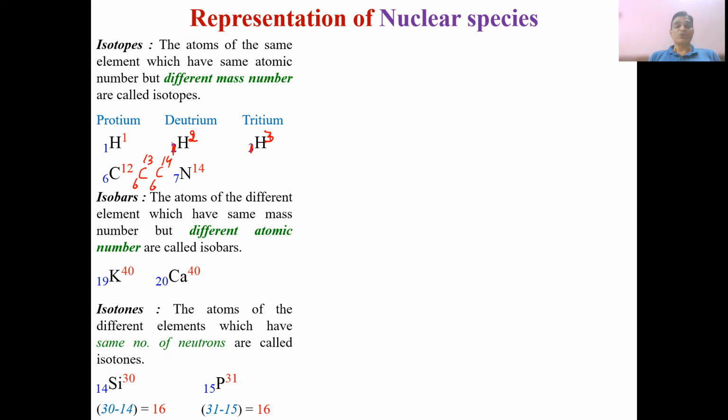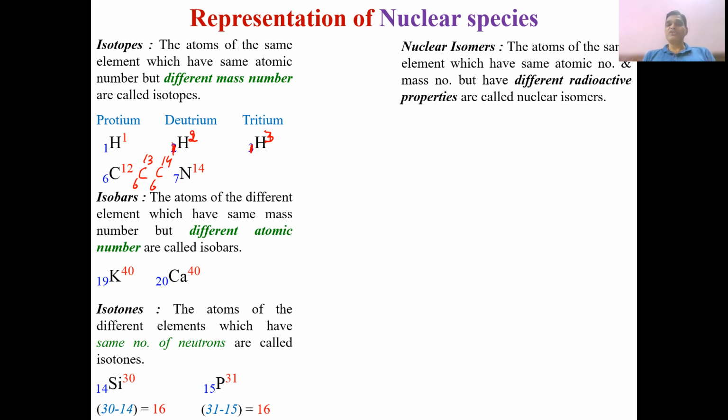So these are isotones. The atoms of different elements which have the same number of neutrons are called isotones. Generally, a simple question is asked in different competitive exams: which of the following are isotonic species? In the given options, you just determine the number of neutrons among the given species and you can correctly tick the answer among the different options.